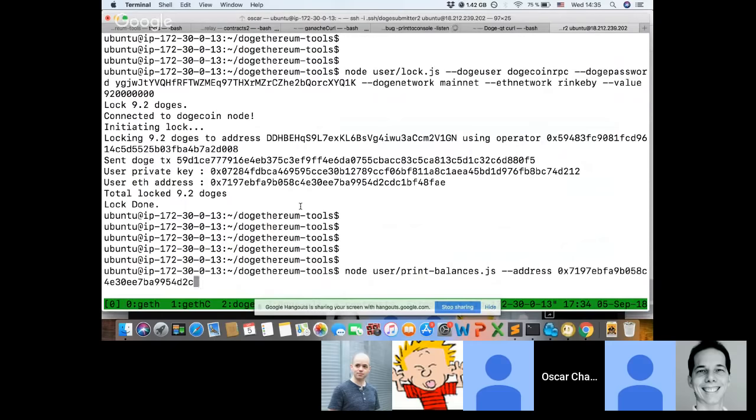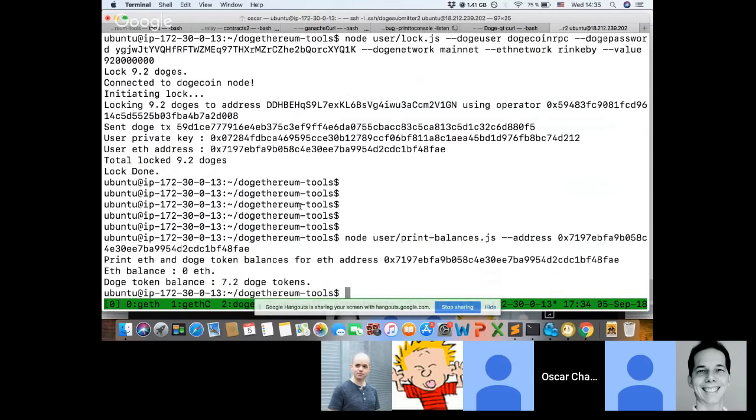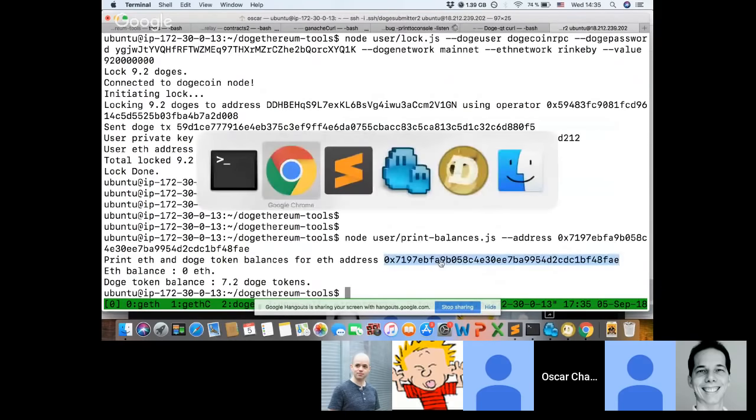Okay, I will put the address that was assigned to me. Okay, so now you see that I have 7.2 Doges. You might be wondering why, if I sent 9.2, I got only 7.2 Doges. And let's go to Etherscan and see if we can find the answer for that.